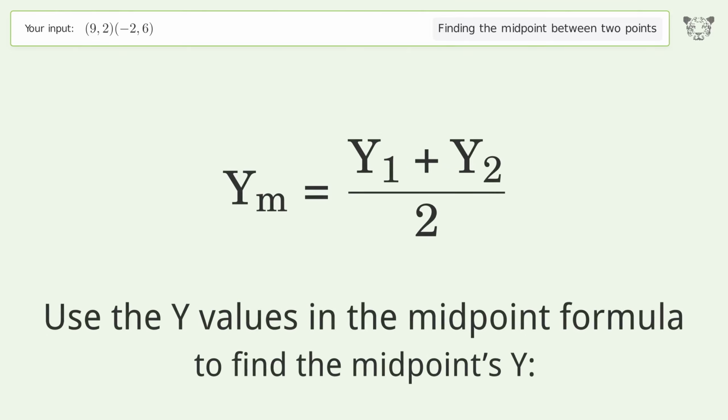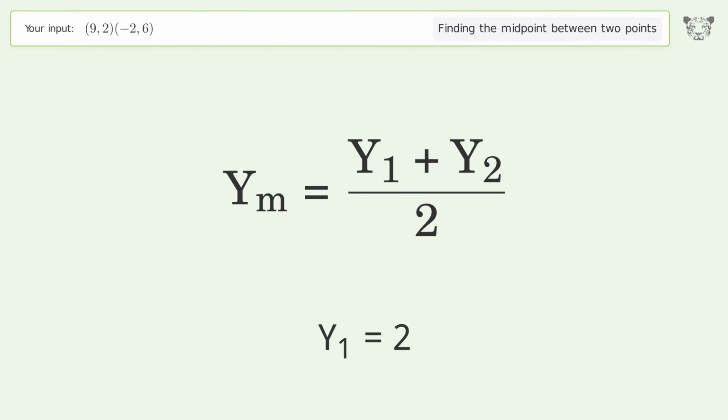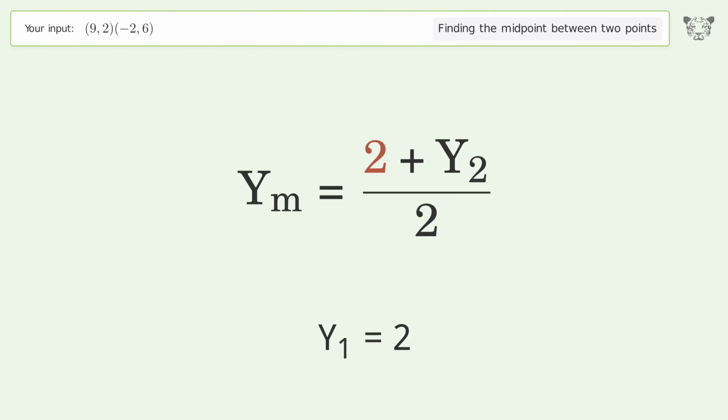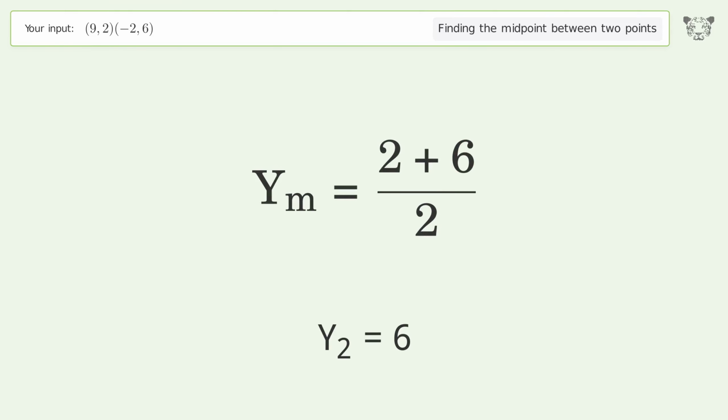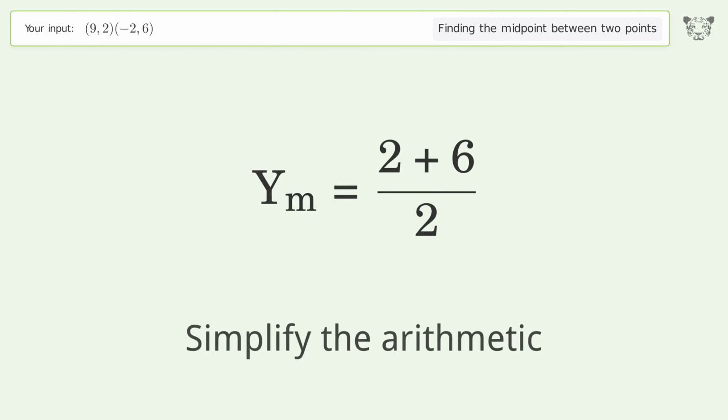Use the y values in the midpoint formula to find the midpoint's y. y1 equals 2. y2 equals 6. Simplify the arithmetic.